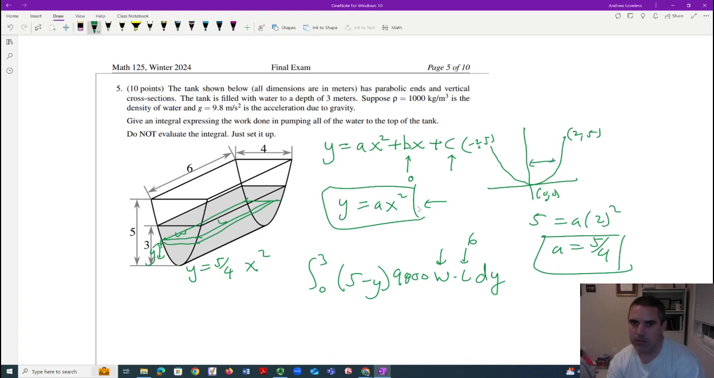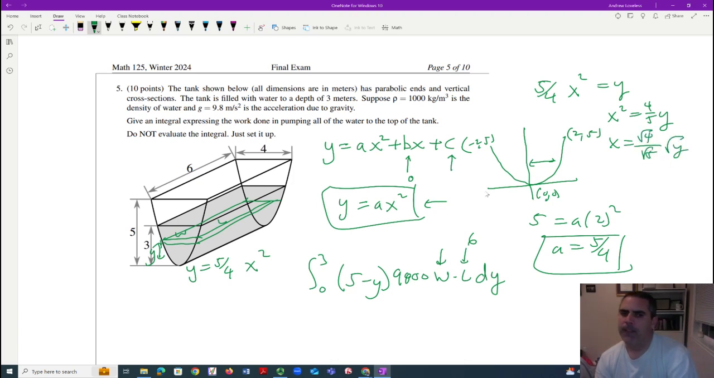The distance from there to there is what you get if you solve this equation for x. So if you take 5/4 x squared equals y, and you go x squared is 4/5 y, and you get x is the square root of 4 over the square root of 5 over the square root of y. That's that length right there. So 2 over the square root of 5 square root of y. And then multiply times 2 because that's only the distance across here. So this would be 4 over the square root of 5 square root of y.